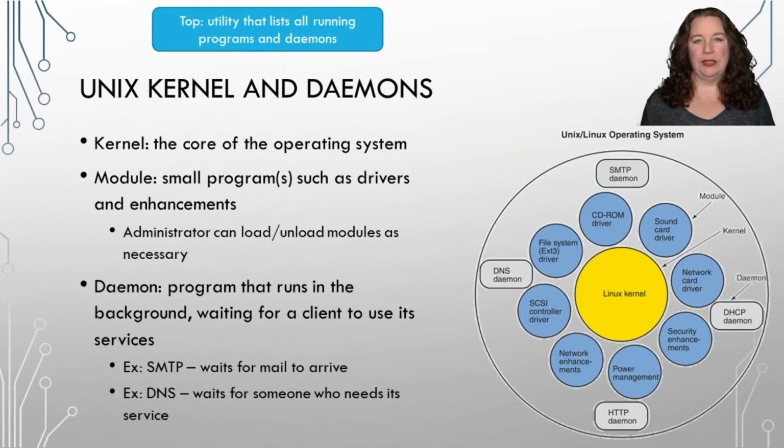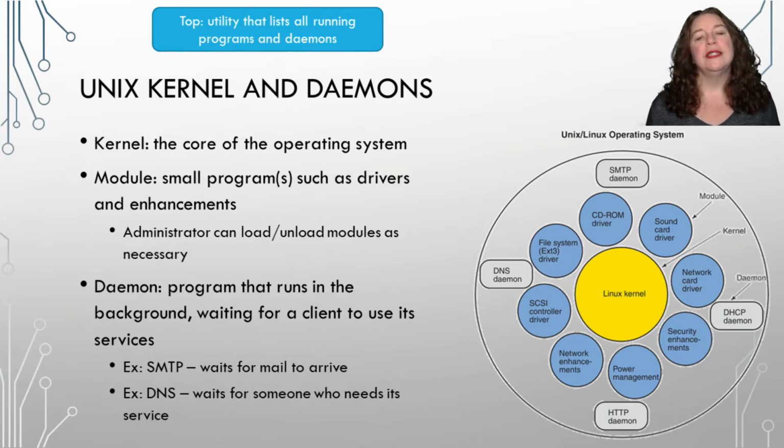Unix is built under the concept of a kernel in the center and then a series of modules and daemons that run around. So this imagery of the kernel sitting in the middle, running the Linux kernel, and then each of the drivers or each of the enhancements that you want to add to that kernel are the little blue modules that are built on top of the kernel.